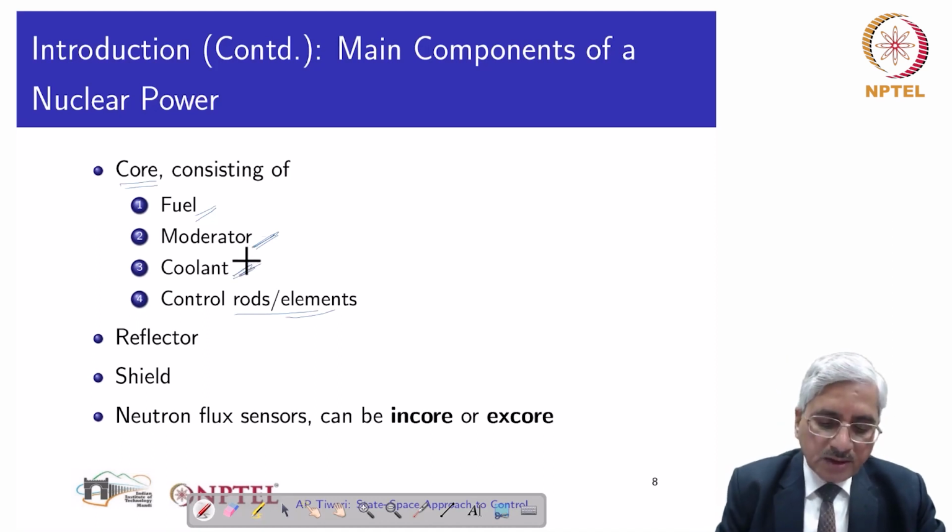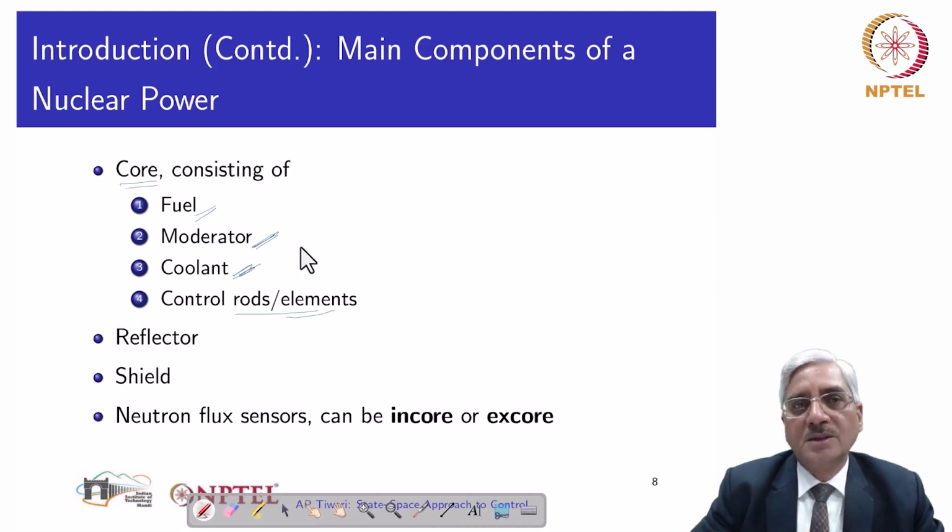Coolant is the one which conveys the heat from the core to outside the core to a separate medium, where it gets converted to steam and drives the turbine. And control rods or control elements are those components which are used to control the rate of the fission chain reaction. For a control engineer, they are the most important components in a nuclear reactor.